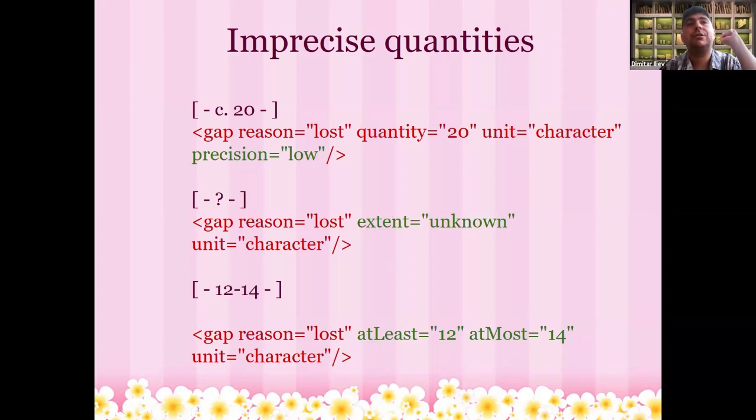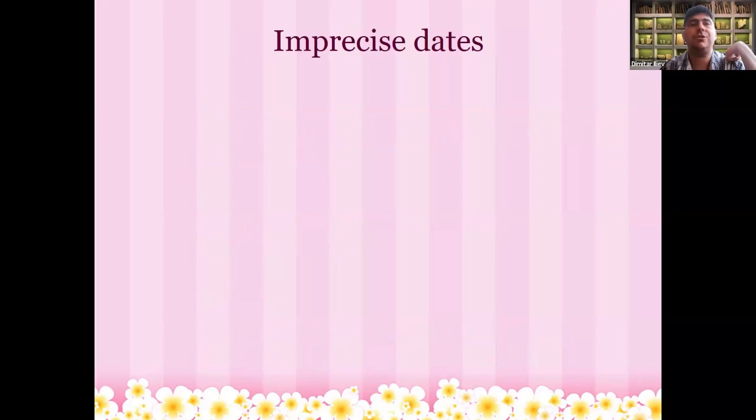So there are these 3 different ways to indicate imprecision in the span of your lacunae, which is something that, again, was hinted at yesterday when we showed you the text encoding cheat sheets. And you have this also in the cheat sheets.